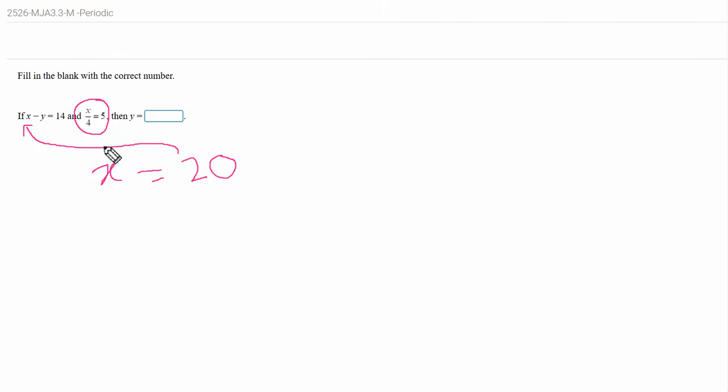Because if you just keep looking at this part of the question, you keep getting confused. Why? Because here there are two variables. You don't know what to do next. You don't know any numbers for that. So when you solve the second equation, it makes your life easier. You replace the x by 20.